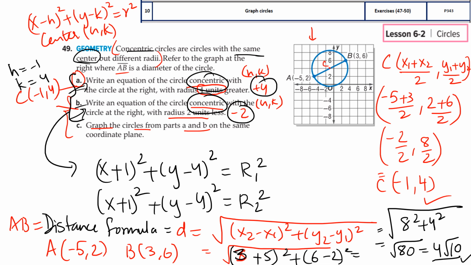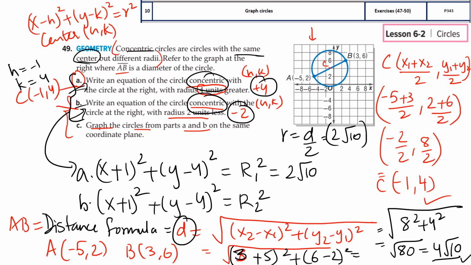Now this is the diameter, it's not the radius. So to get the radius, I will divide the diameter by 2. So it is 2 square root 10. Perfect. Now for the first circle, the radius is plus 4. So can I say it is (2 square root 10 plus 4) whole square? And this is (2 square root 10 minus 2) whole square.